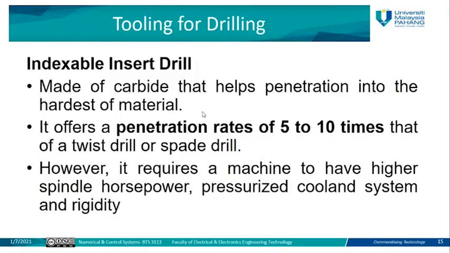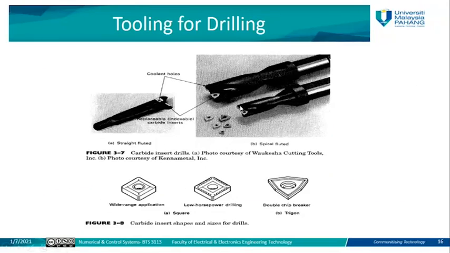Here is the indexable insert drill. It's another type of drilling tool. It's made from carbide, and its penetration rate is 5 to 10 times that of the twist and also the spade drill. So it has higher penetration rates. It looks like this one.